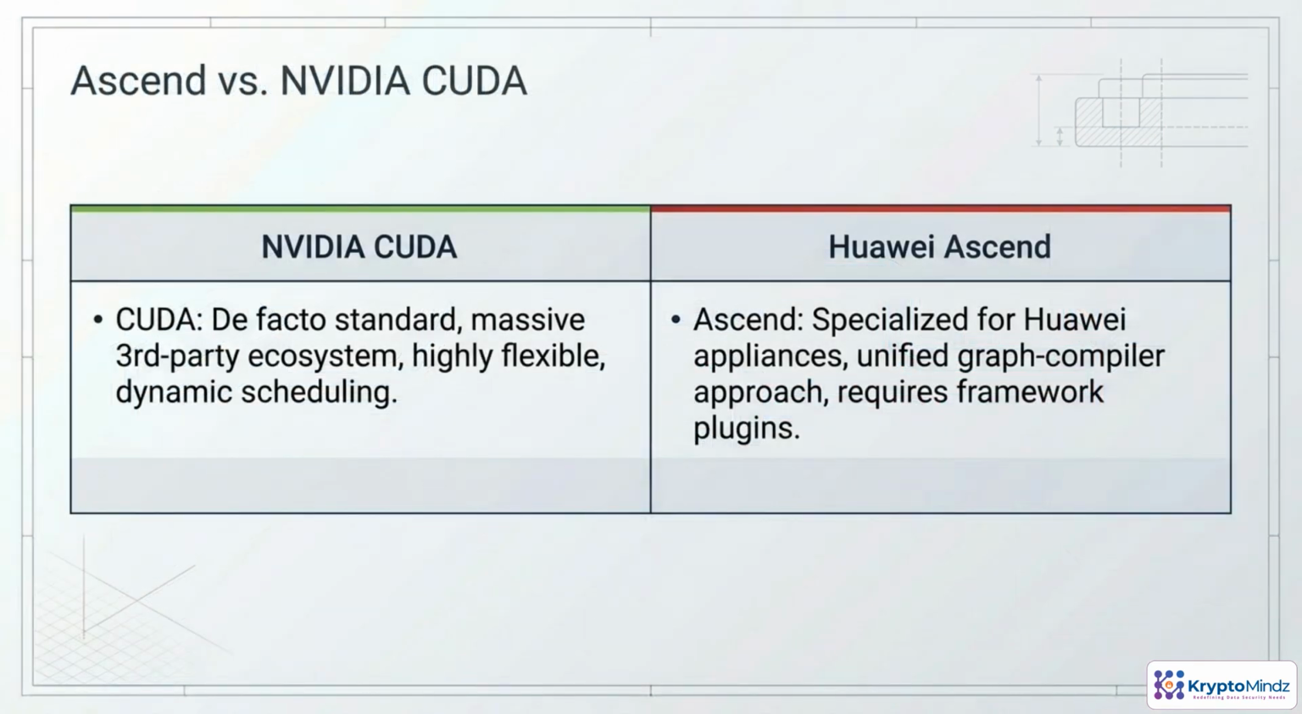CUDA gives you the most generic, flexible path. It's the de facto standard on GPUs, runs on a wide range of hardware, and has a huge third-party ecosystem. You write normal, often dynamic, framework code, and CUDA kernels execute it with very fine-grained scheduling. Ascend is more specialized. It's tightly integrated with Huawei appliances and relies on a unified graph compiler stack, so you depend more on framework plugins and supported graphs than on writing low-level custom kernels yourself.